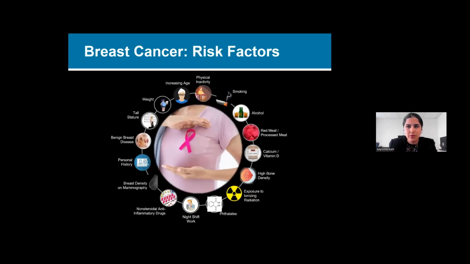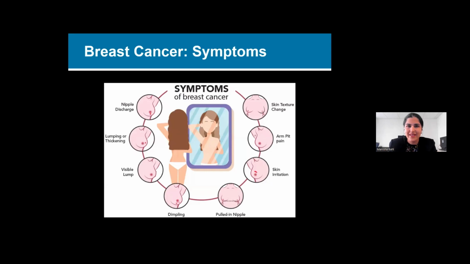There are multiple risk factors for breast cancer. The two most significant risk factors for developing breast cancer are being female and increasing age. Breast cancer can present with symptoms such as lump or nipple discharge or dimpling of the skin. Women can have breast cancer without having any symptoms at all, which is the reason that we encourage screening tests.